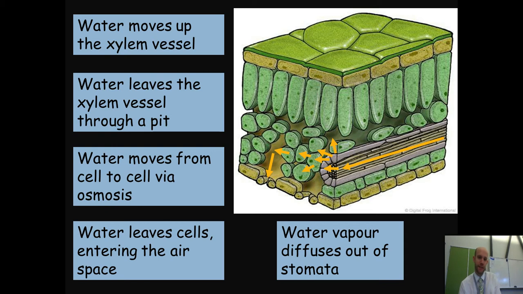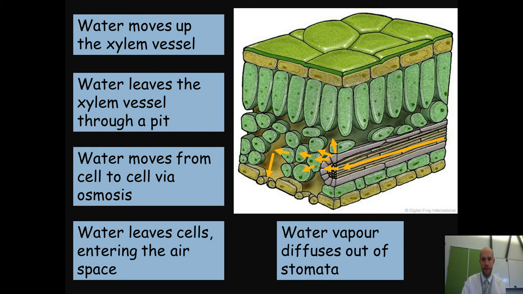This is a cross-section of a leaf here. And you can see the water coming in on this orange line here is moving from cell to cell by osmosis. As I said, most of the water will then evaporate into these air spaces and diffuse out of the stomata. The stomata are these small holes, these openings in the base of most leaves.